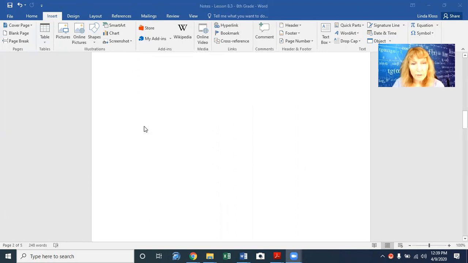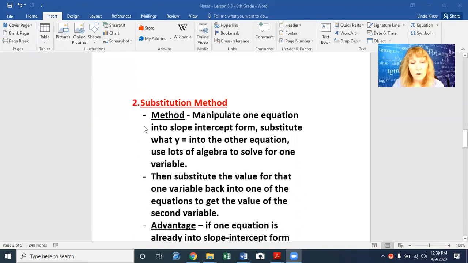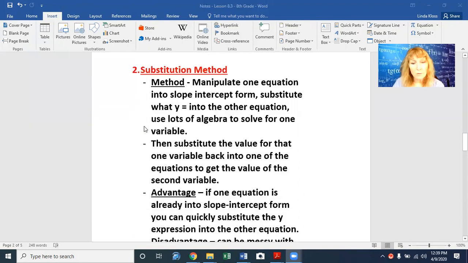The second method we talked about in our last lesson was the substitution method. That's where you manipulate one of the equations to get it into slope-intercept form, y equals mx plus b, and then you plug in what y equals into the other equation for y. Then you have to use a whole lot of algebra to solve it, and you get the solution to one of the variables, the x variable probably. Then you substitute the value you get for x into one of the two equations and get the y value.